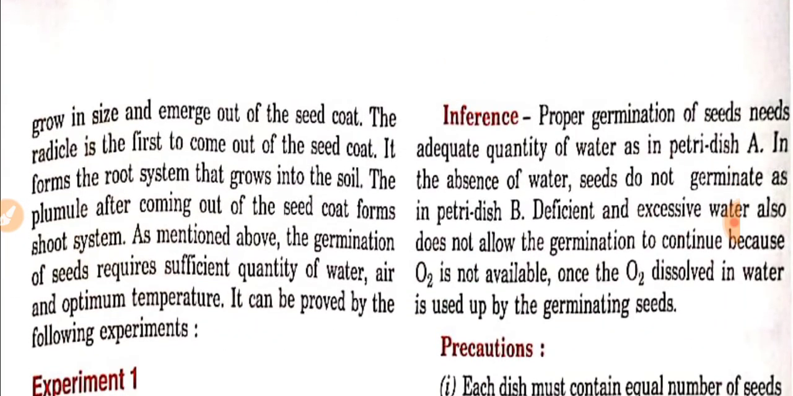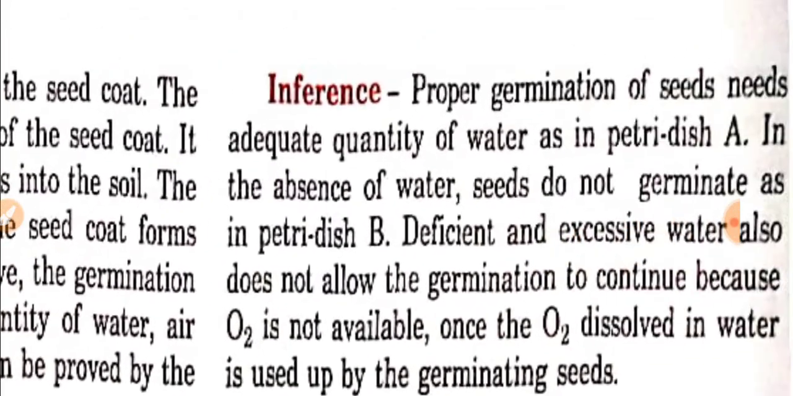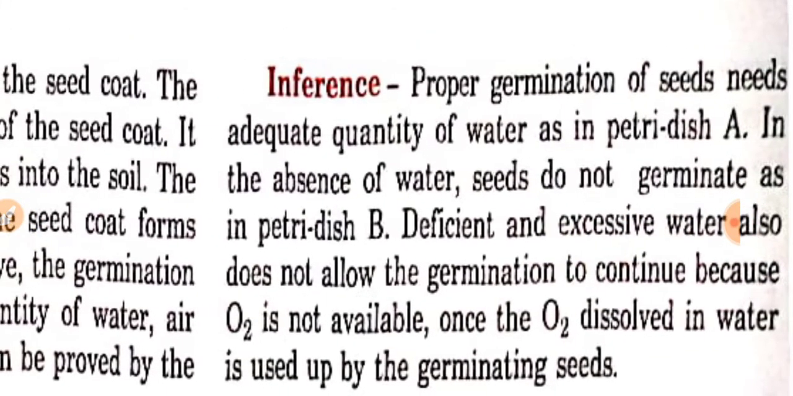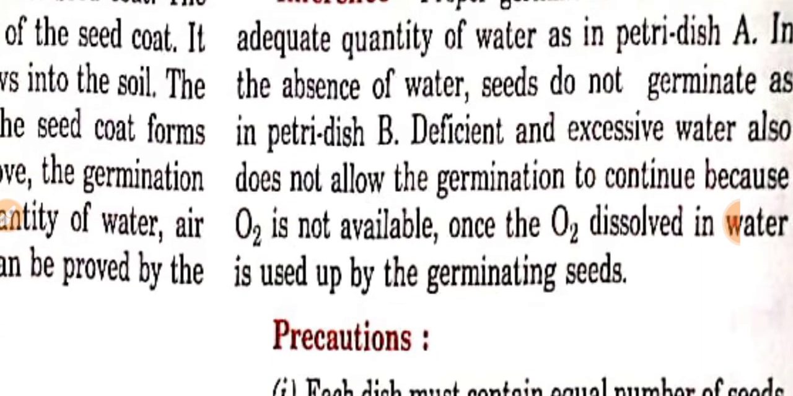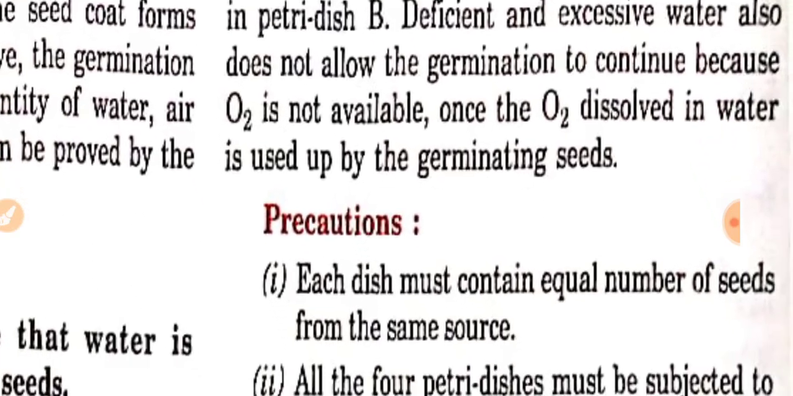So what will be the inference from this experiment? Proper germination of seed needs an adequate quantity of water, as in petri dish A. In the absence of water, seeds do not germinate, as in petri dish B. Excessive water also does not allow germination to continue, because O2 is not available once the O2 dissolved in water is used up by the germinating seeds.